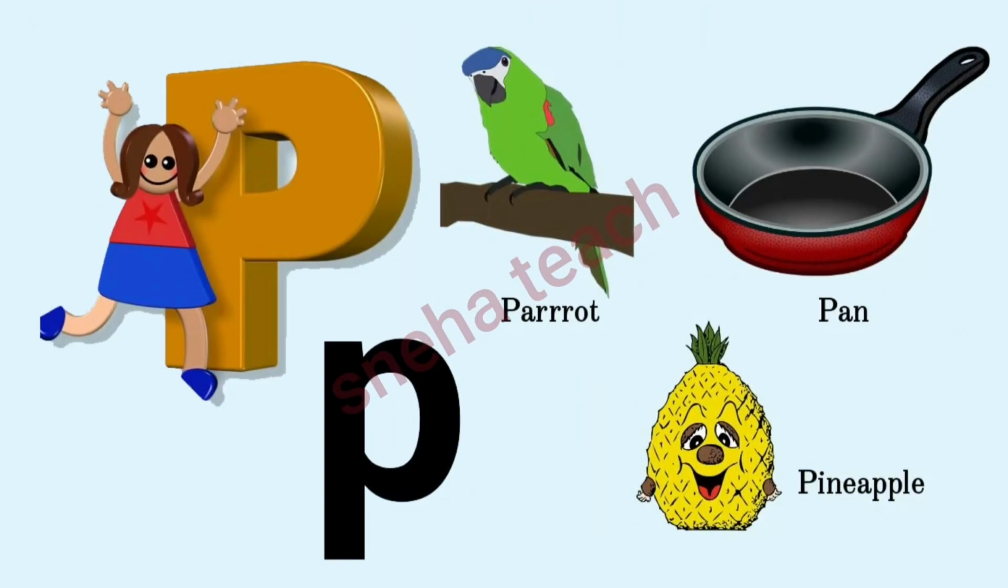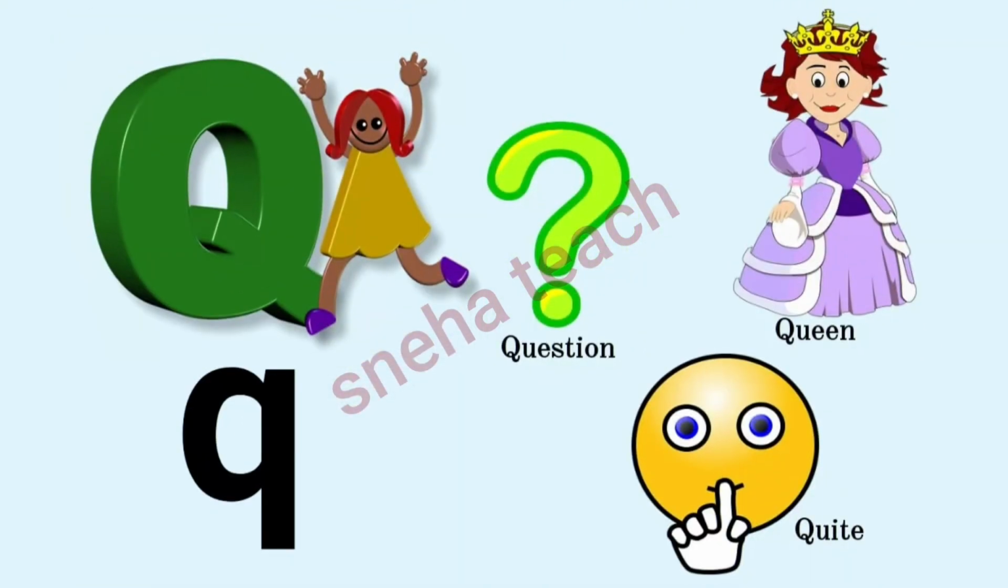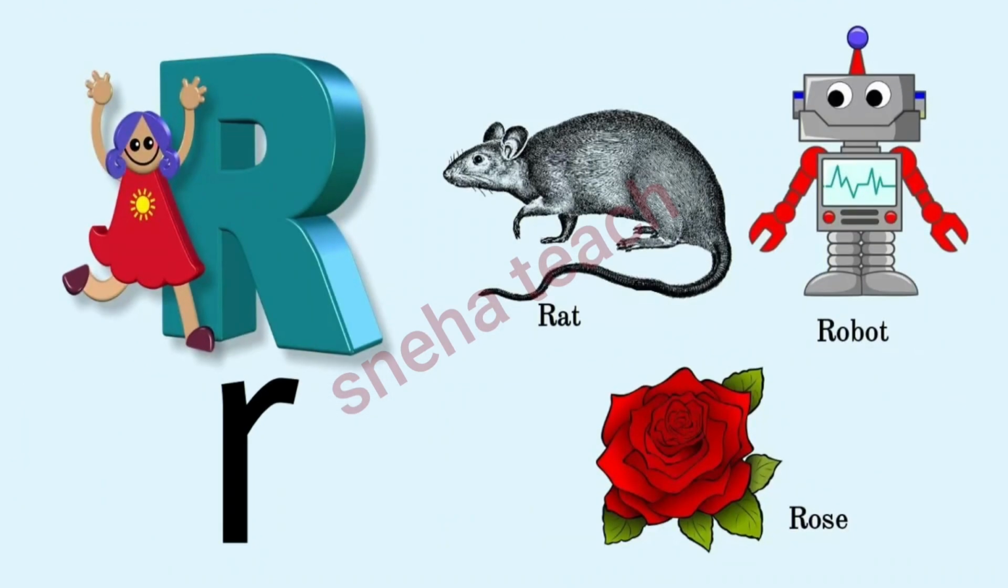P, P for parrot. Pan, pineapple. Q, Q for question. Queen, quit. R, R for rat. Robot, rose.